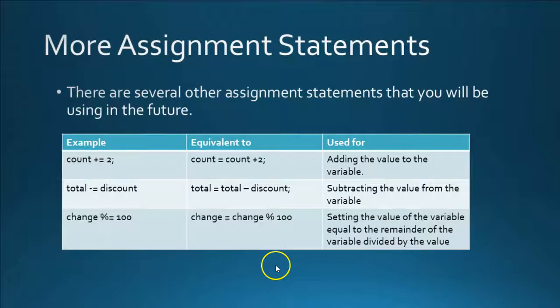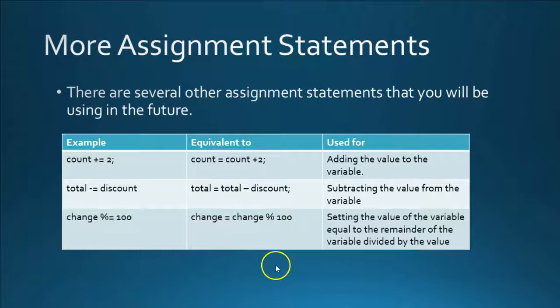All right, let's look at a couple more assignment statements. Here's a couple other things that we could be using in the future. These are almost like shortcuts. Count plus equals 2 is the equivalent to count equals count plus 2, so you're just adding the value to the variable. Total minus equals discount is the same thing as total equals total minus discount, subtracting the value from the variable.